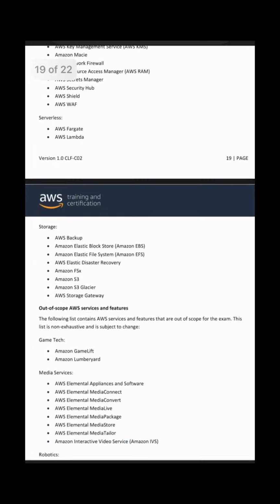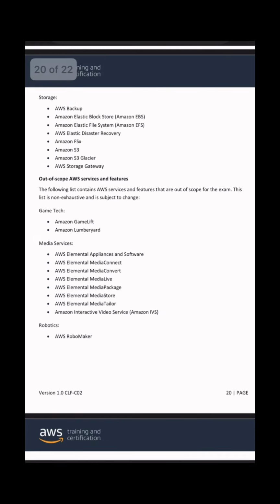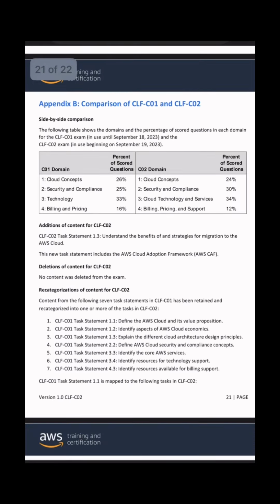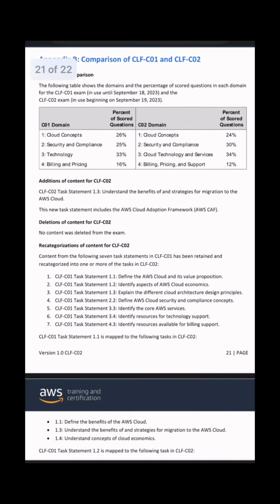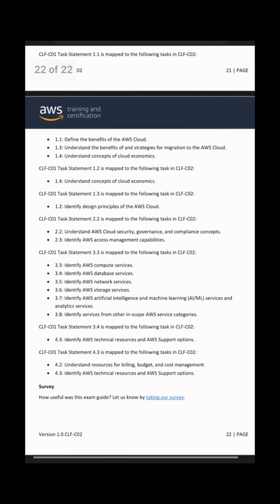Last one is about billing, pricing, and support. Keywords, spot instance. There will be questions like how much you have to pay for it, but they will ask you to pick what's the best option for saving, storage, and tiers, AWS partner, marketplace.